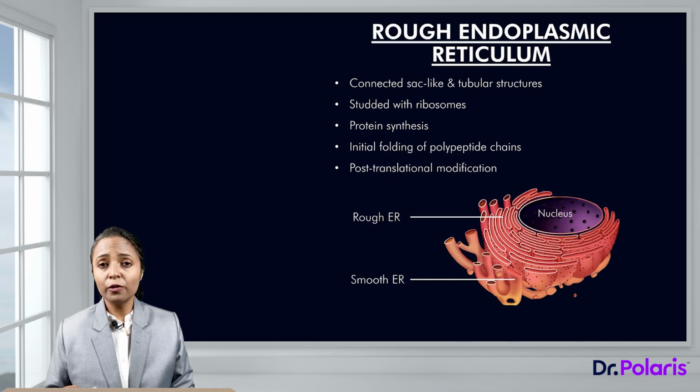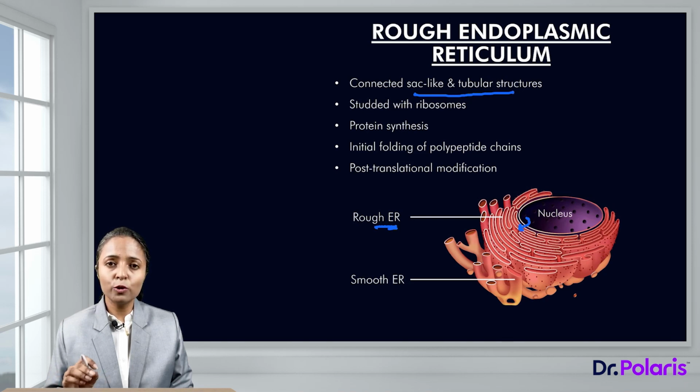So, the other organelle, endoplasmic reticulum, is also of two types. The one which is studded with ribosomes, where ribosomes are attached, is known as rough endoplasmic reticulum. And you see here it is basically in continuity with the nucleus. So the mRNA from the nucleus moves outside and goes to the ribosomes, which synthesize the proteins. As the diagram shows, these are connected sac-like and tubular structures which are studded with the ribosomes.